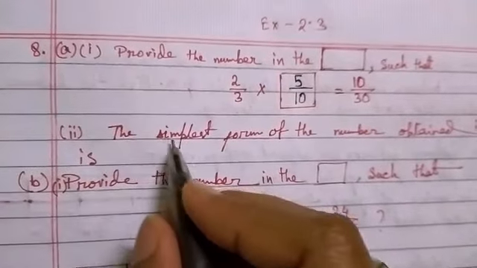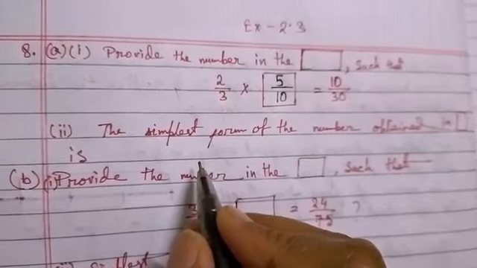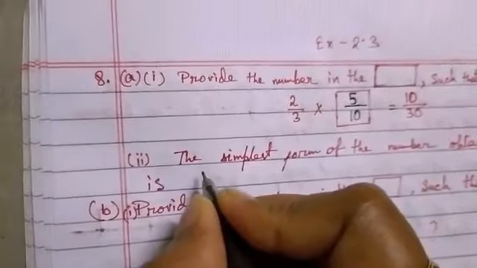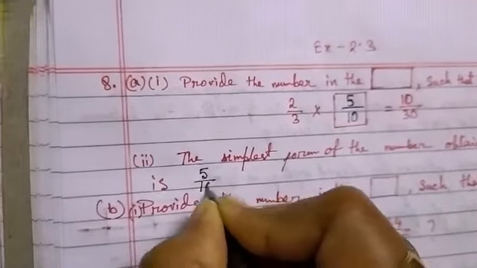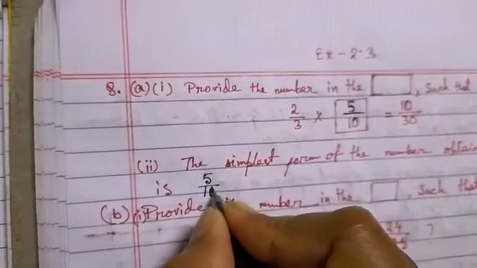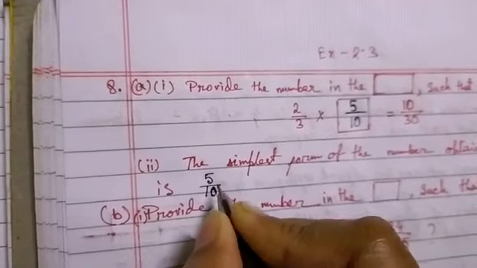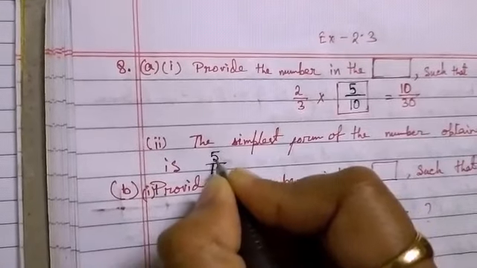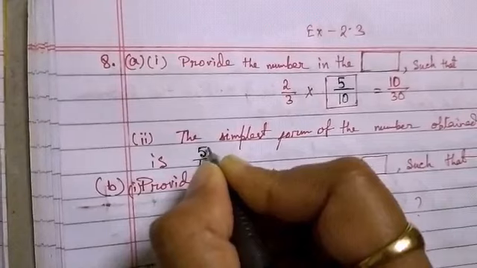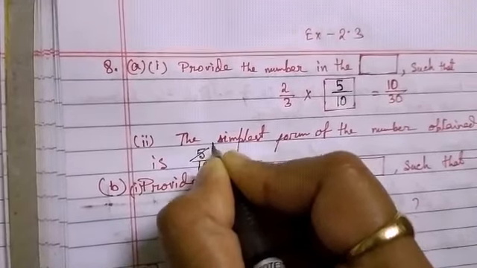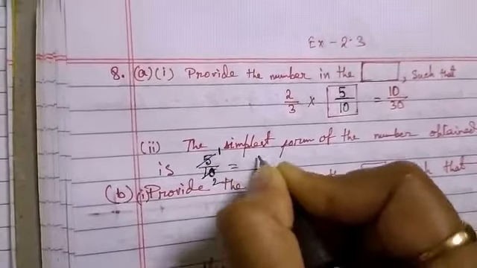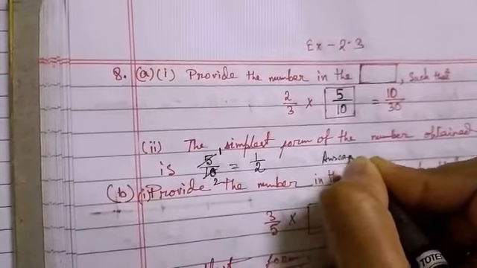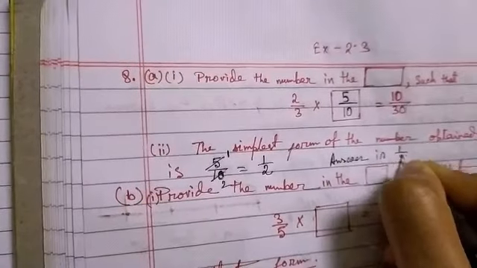Then the second one: the simplest form of the obtained number in the box. What will be the simplest form? So the number is 5 by 10. To make it the simplest form, we have to cut this number by the same number. That means by 5 it can be cut. That means we have to make the lowest term. So 5 1s are 5, 5 2s are 10. That means 1 by 2. Answer is 1 by 2.